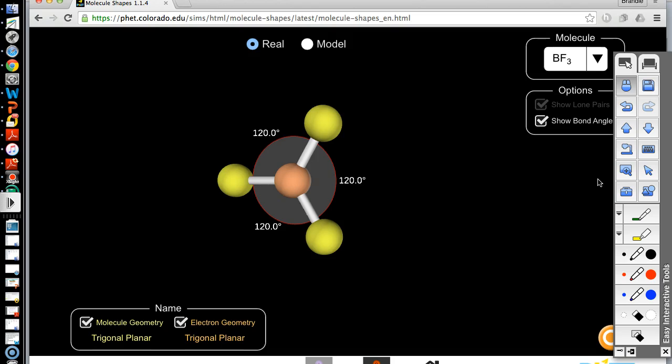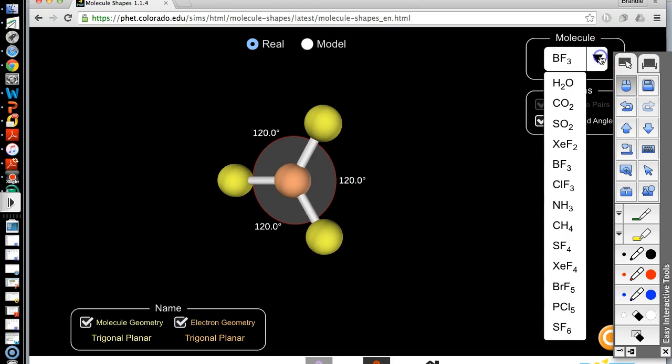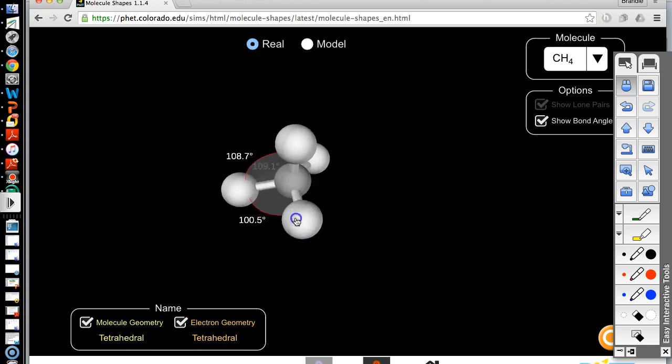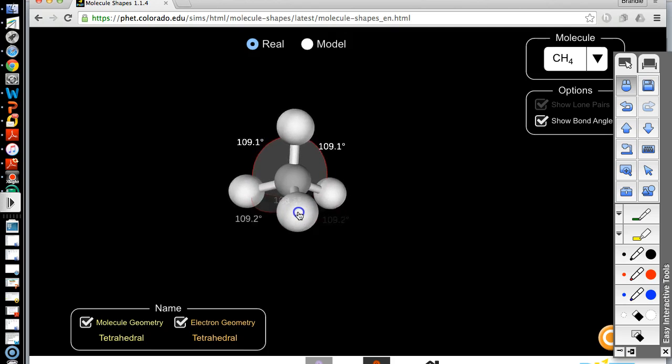All right, so the next VSEPR shape on your paper is tetrahedral. The most common tetrahedral shape is methane, and methane is CH4. When I'm looking at this one, I'm going to situate it like this. That's the easiest way to look at it. This is really the first one that looks a lot different than the Lewis structure.